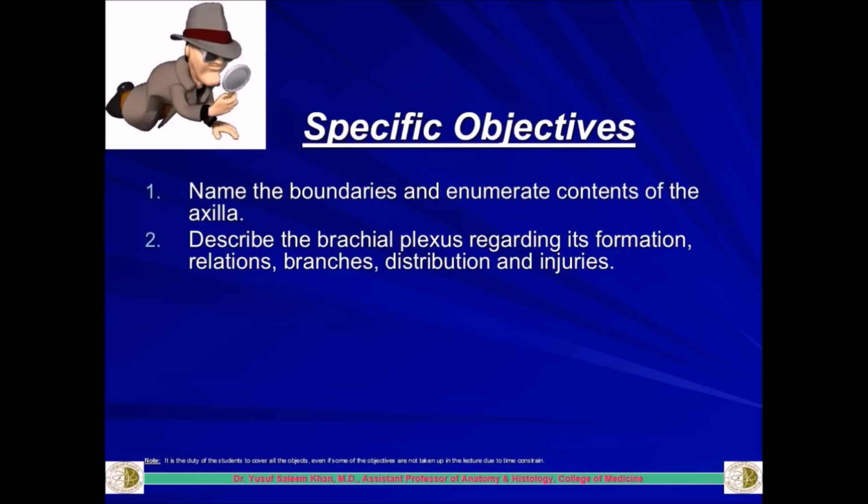These are the two specific objectives which we will try to cover in this lecture. The first one is to name the boundaries and enumerate the contents of the axilla. And the second one is to describe the brachial plexus regarding its formation, relations, branches, distributions, and injuries related to it. So these are the two objectives we will try to cover.